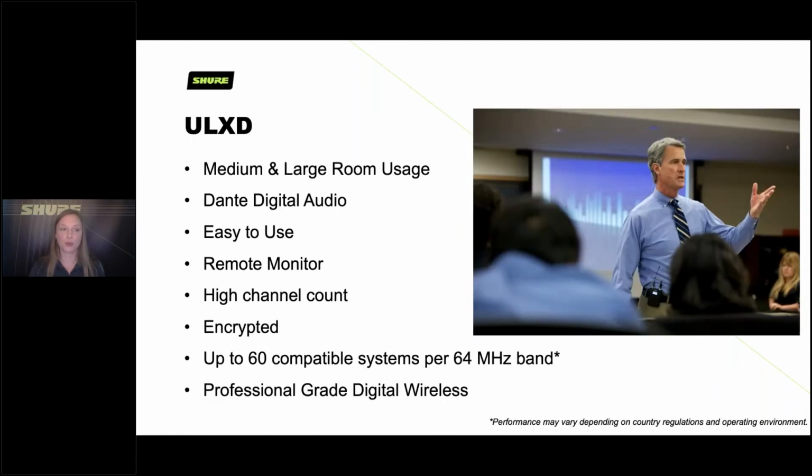As we step down to ULXD, this is also a really great, professional grade digital wireless system, great for medium and large rooms. We offer handheld, body pack, but also gooseneck and boundary microphone options with this series. ULXD supports high channel counts as well, up to 60 compatible systems. And in terms of pricing, this comes in around $1,300 or $1,700 per channel based on a body pack system and depending on, again, your receiver option, if you go with a single channel receiver or a multi-channel receiver.